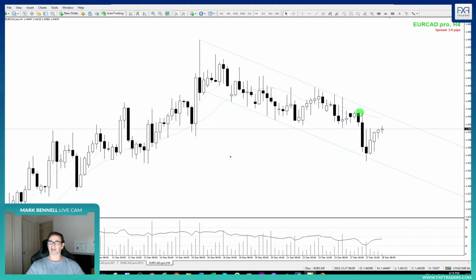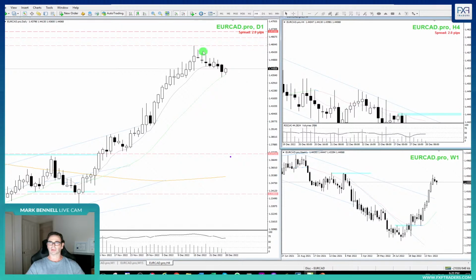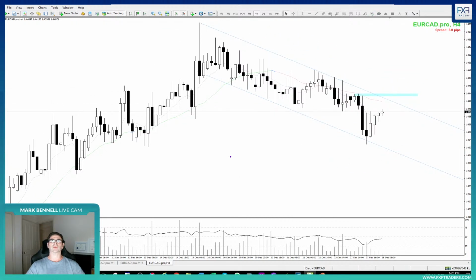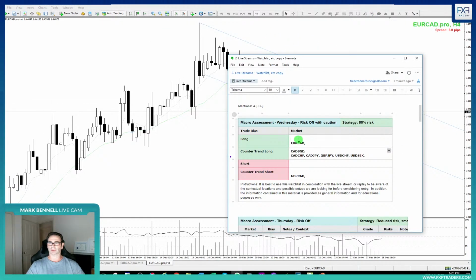Okay, so the 4-hour anchor's right here. I'm only concerned with this on the way up. We've got these wicks through here. But look, they are just lower highs on the daily. So okay, this one's worth putting on. We looked at it last week. There it is. Euro CAD.